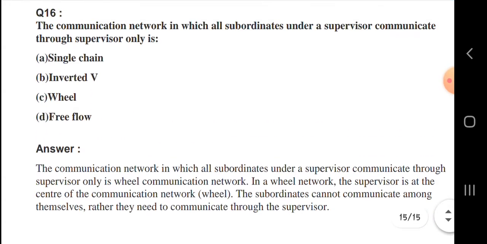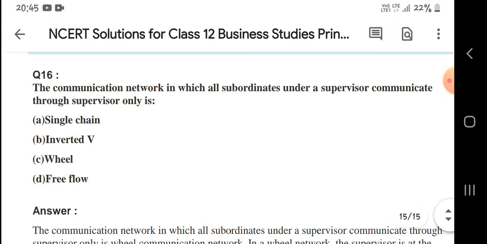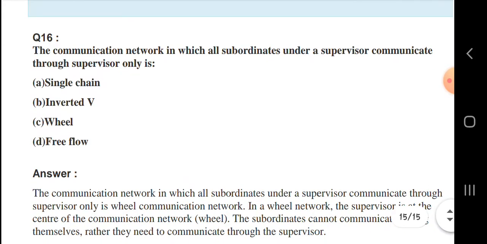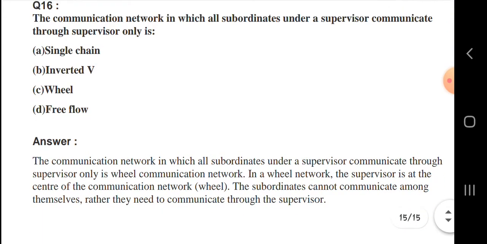And next, the final question: the communication network in which all subordinates under a supervisor communicate through the supervisor only is the wheel network, not single chain, inverted V, or free flow. In the wheel communication, they communicate through the supervisor like this.